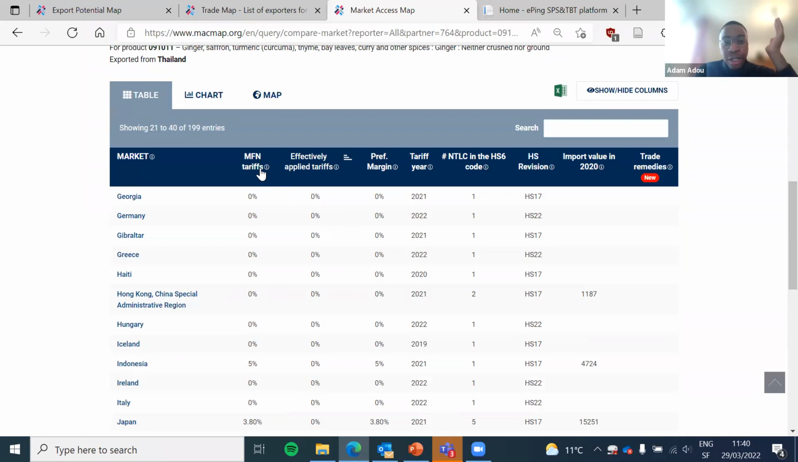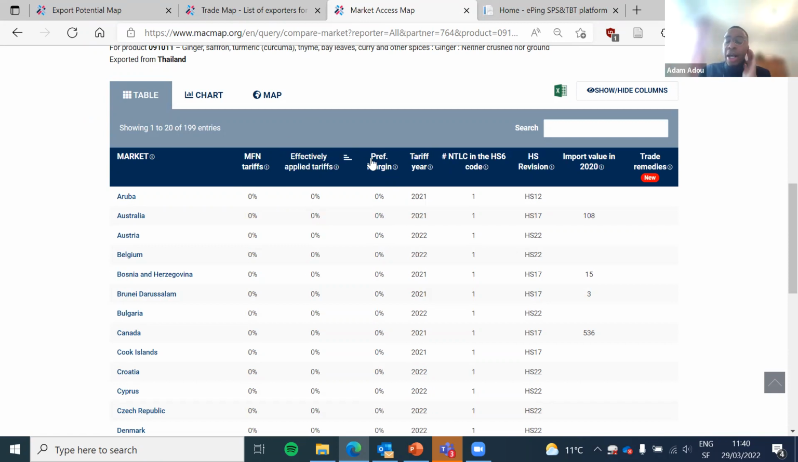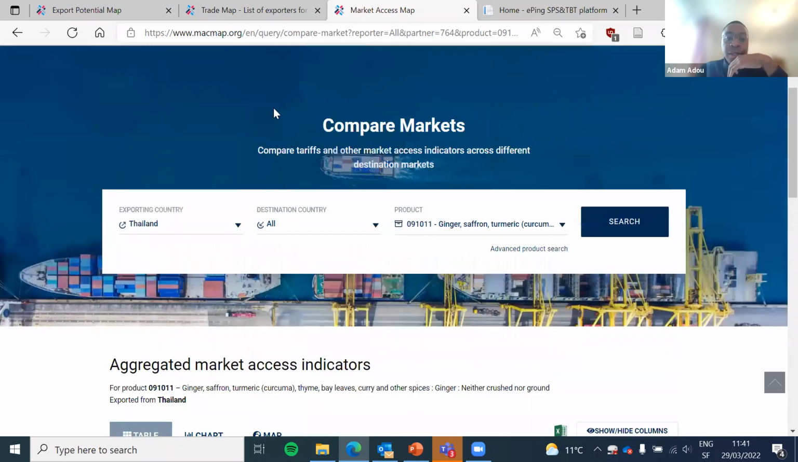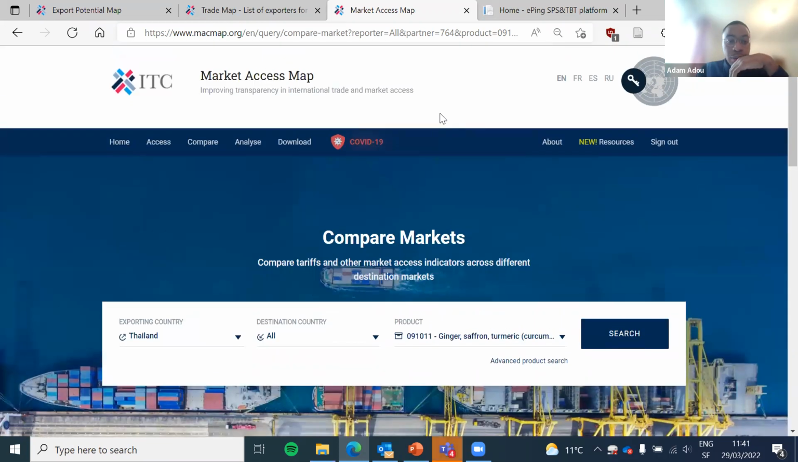If you want to look at other kinds of information, for instance the comparative advantage you have, you will look at the difference between the tariff applied by those countries to the rest of the world and the tariff applied to your specific country thanks to the trade agreement you're benefiting from. So this is the whole point of using the compare market tool.